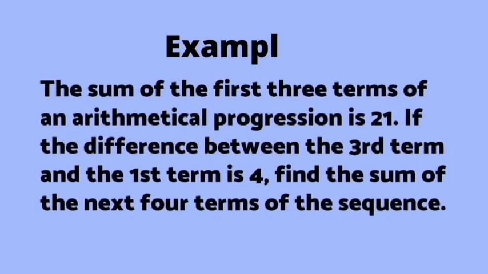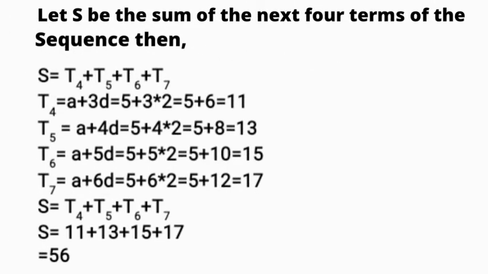Let's consider the other part of the question. Find the sum of the next 4 terms of the sequence. Let S be the sum of the next four terms of the sequence. Then S is equal to the fourth term plus the fifth term plus the sixth term plus the seventh term.